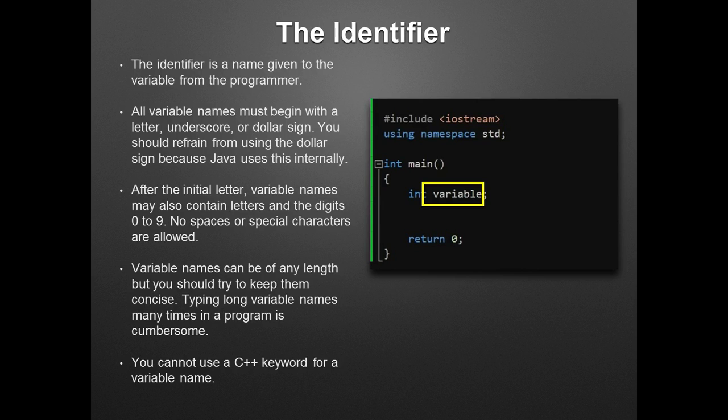After the initial letter or underscore, the variable names can contain the digits 0 through 9. That's perfectly fine. It just cannot begin with a number or a digit. No spaces or special characters are allowed in these variable names. What is a special character? Something like the @ or the exclamation point, something that could be accessed by an alt key.